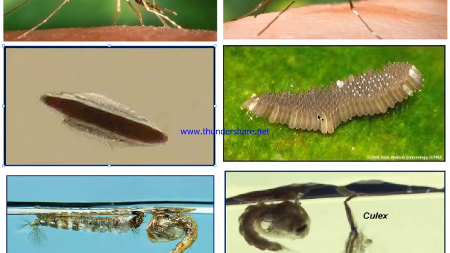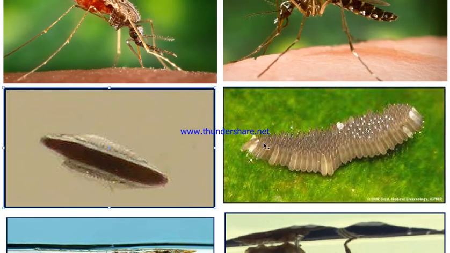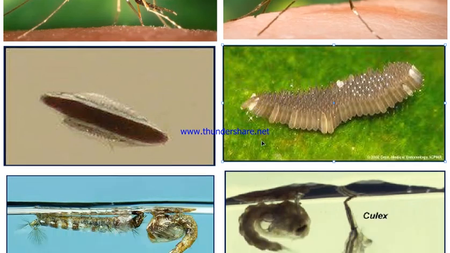Whereas Culex mosquitoes lay up to 300 to 400 eggs, and these eggs are attached to each other. They are combined. They are connected to each other so that it forms a raft. Raft means small boat. Because of the raft-like shape, it easily floats on water. These are the basic differences between eggs of Anopheles mosquito and Culex mosquito.